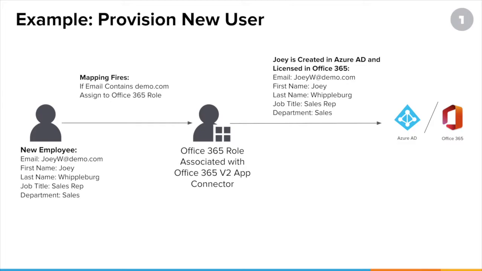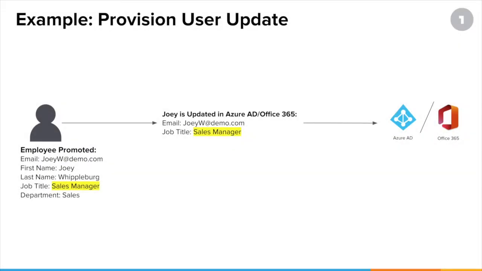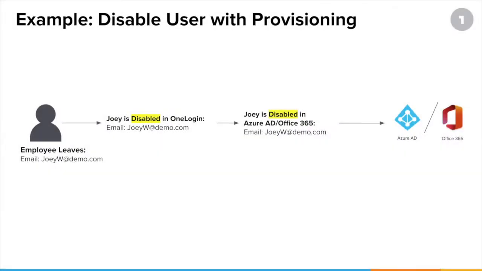With provisioning enabled, OneLogin would then connect to Azure AD to make sure that Joey has a user account in Azure AD and that he is licensed for Office 365. If, say, Joey's attributes change, perhaps he's promoted to being a sales manager, then those updates will automatically be sent through to Azure AD. And finally, if Joey leaves the company, he will be disabled within OneLogin. And because provisioning is enabled, he will also be disabled within Azure AD and no longer be able to access Office 365.